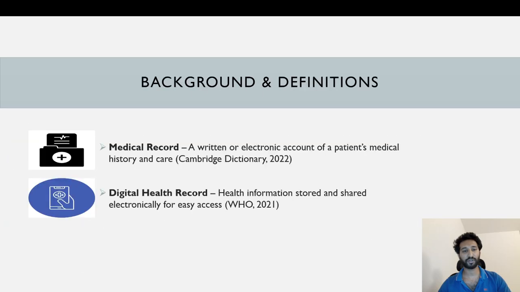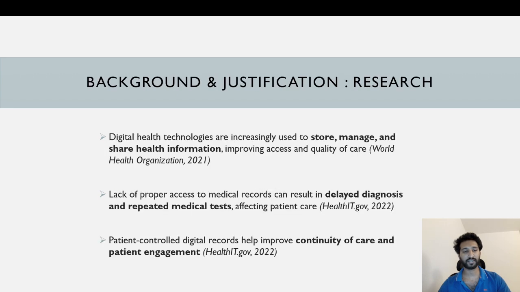Background and definitions. A medical record is a written and electronic account of the patient's medical history and care, Cambridge Dictionary 2022. A digital health record is health information stored and shared electronically for easy access.